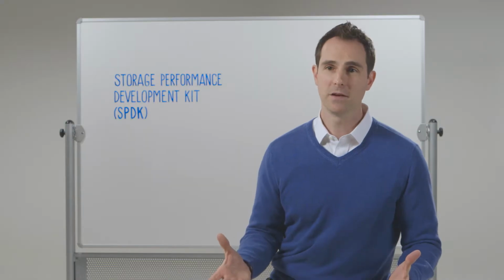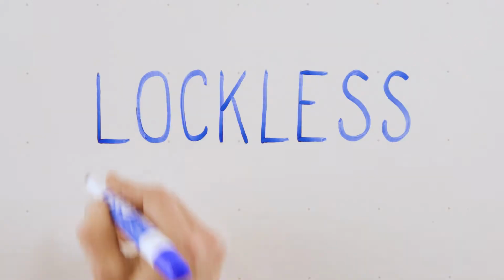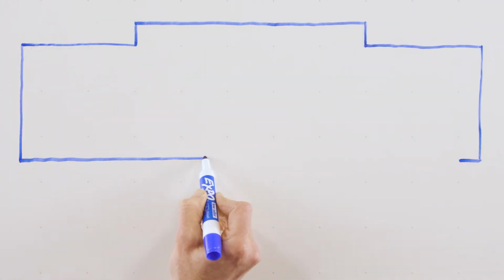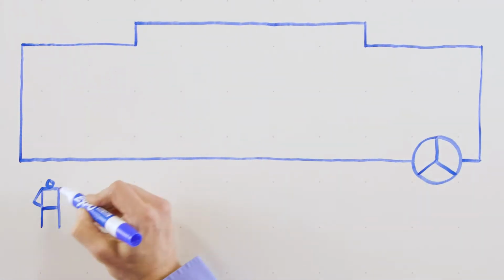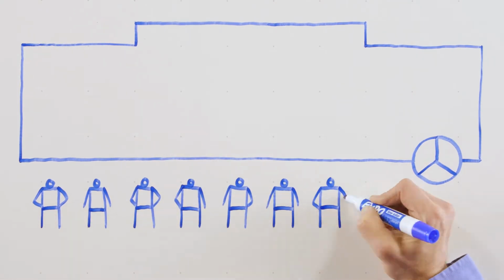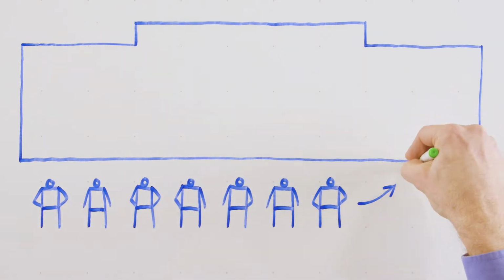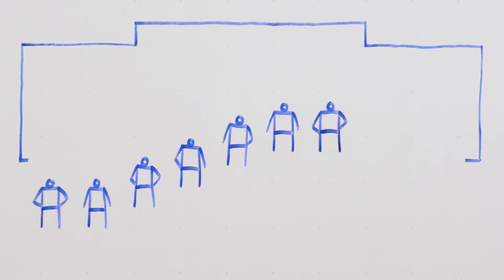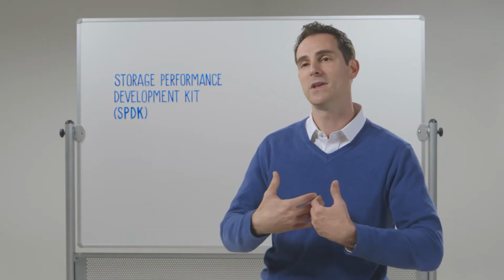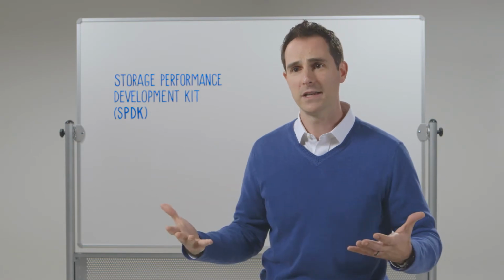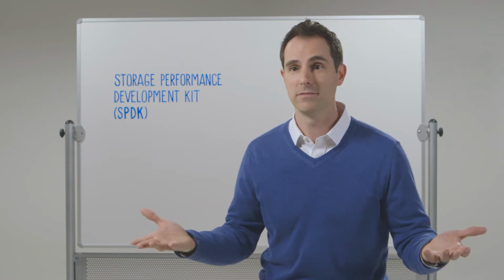All of the SPDK components are designed to be lockless. If you think about a lock as really like a revolving door in an office building, you have 10,000 people who want to get in and there's only one door. What if you could just roll up the side of the building and have everyone move in at once? That's really what SPDK does. By being lockless, it makes sure that you can get all of the parallelism that's inherent in the media out.